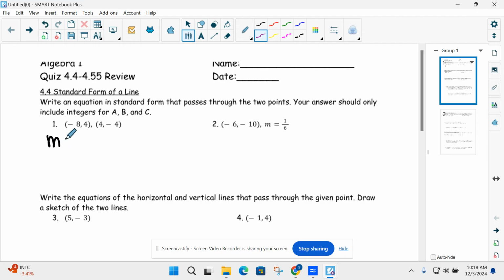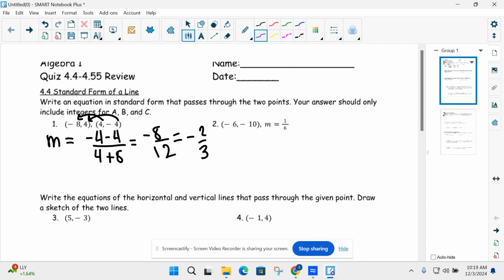So m equals y2 minus y1, so negative 4 minus 4 over x2 minus x1, so 4 minus negative 8, which would be 4 plus 8, and that reduces to negative 8 over 12, which simplifies to negative 2/3. So I'm actually going to put this on a separate slide, because I don't have a lot of room here. So I'm going to use this as my point and this as the slope.